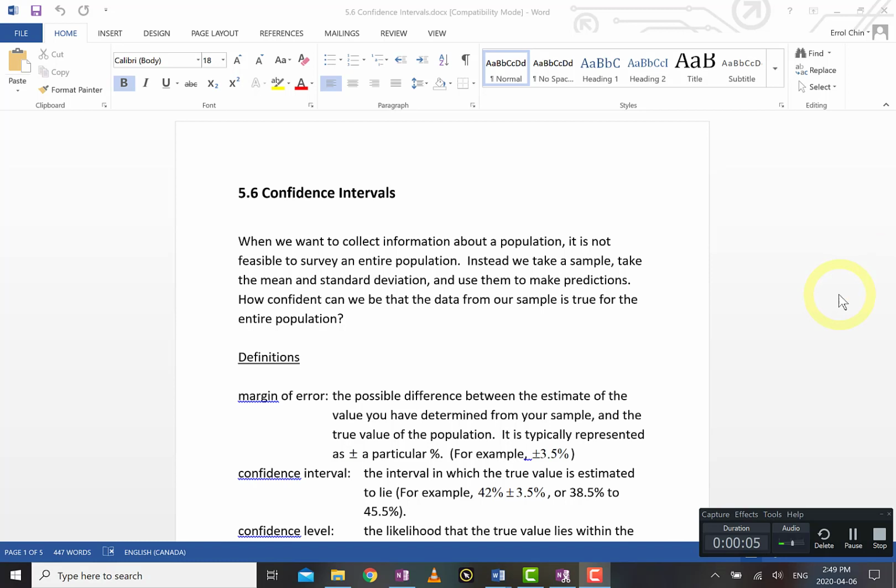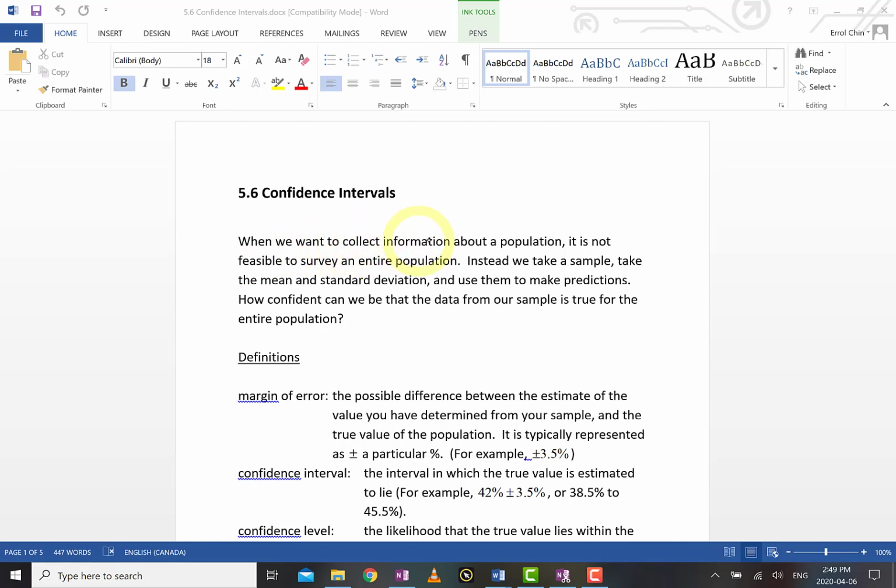This is for FOM 11, Chapter 5, Section 6, the last section of Chapter 5, and it deals with confidence intervals. When we want to collect information about a population, it's not always feasible. It doesn't always make sense to survey an entire population. Instead, we take a sample, take the mean and standard deviation, and use them to make predictions. How confident can we be that the data from our sample is true of the entire population? Meaning, how sure are we that our sample actually is a smaller version of the entire population?